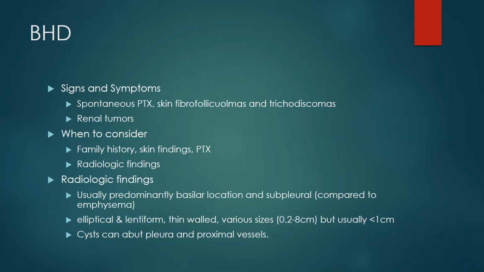In terms of diagnostic consideration, people with family history should be a red flag, as well as the skin findings, pneumothoraces, and then the radiologic findings, usually predominantly in the basilar locations, being subpleural and having this elliptical form in terms of shape. You can also see these cysts abut the pleura as well as proximal vessels, to make it look like the vessels are either going through or into the cysts themselves.